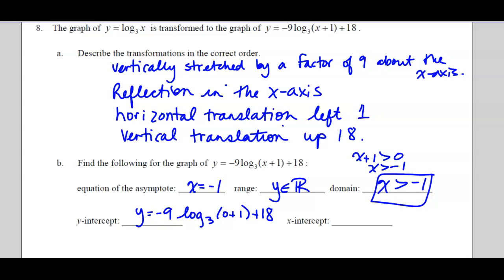So put 0 in for x. Now we're finding, guys, log of 1 base 3. Remember, if your argument is 1, then this whole thing goes to 0. So this is going to be equal to 18. The argument is 1. The only exponent on 3 that will give you an answer of 1 is 0. So the value of the log is 0.